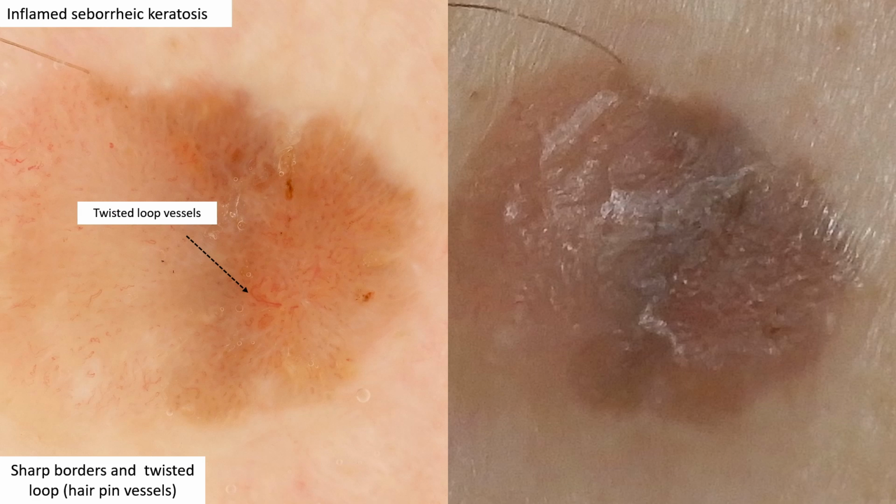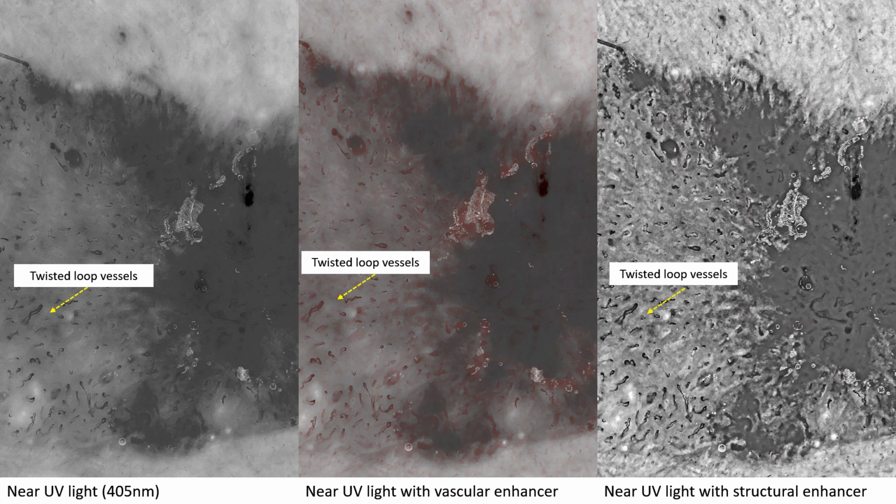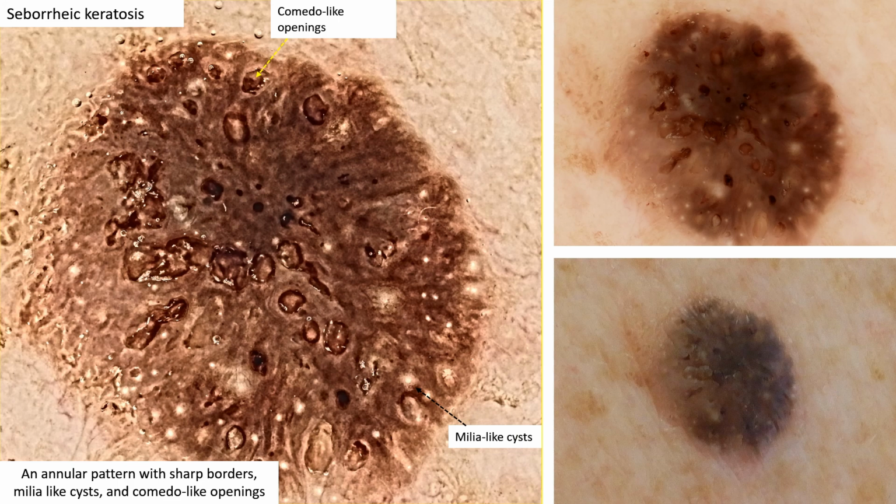In this case, an inflamed seborrheic keratosis, note the twisted loop vessels and the sharp borders. This is dramatically seen in the near ultraviolet light, and the near ultraviolet light with the vascular enhancer as well as the structural enhancer. Here we see with the seborrheic keratosis and the structural enhancer the comedone-like openings and the milia-like cysts, as well as the sharp borders.